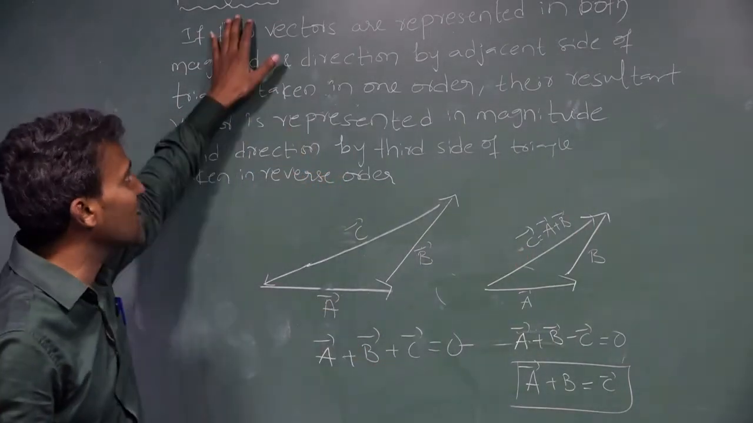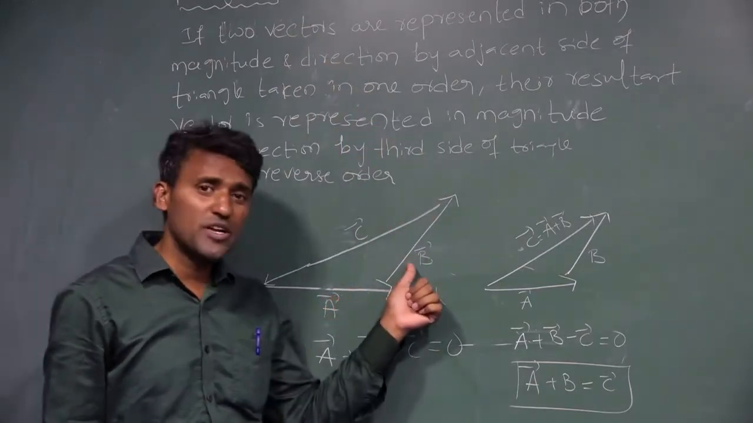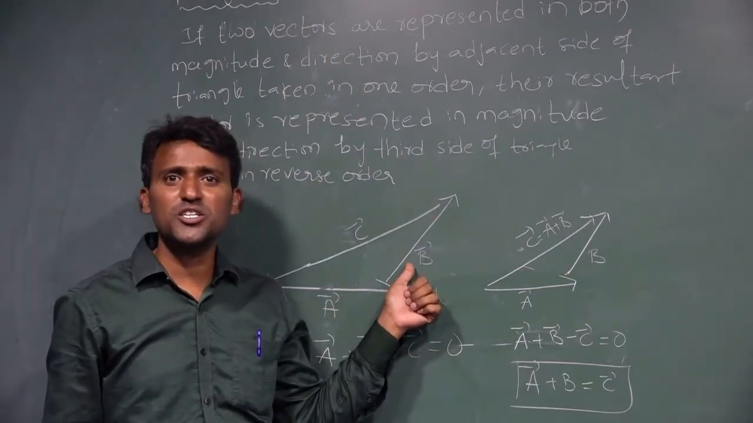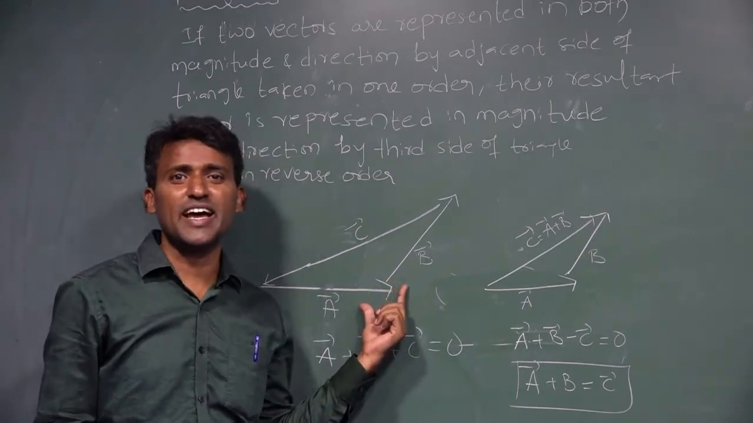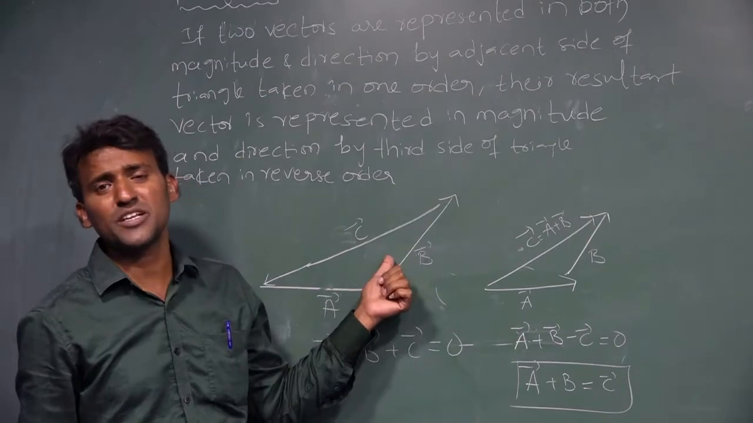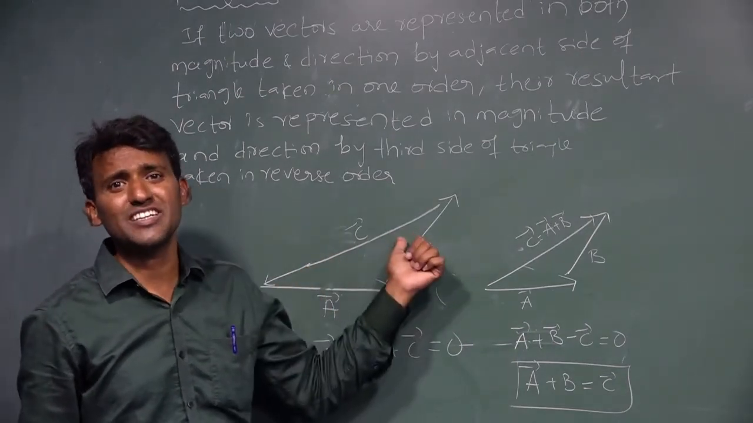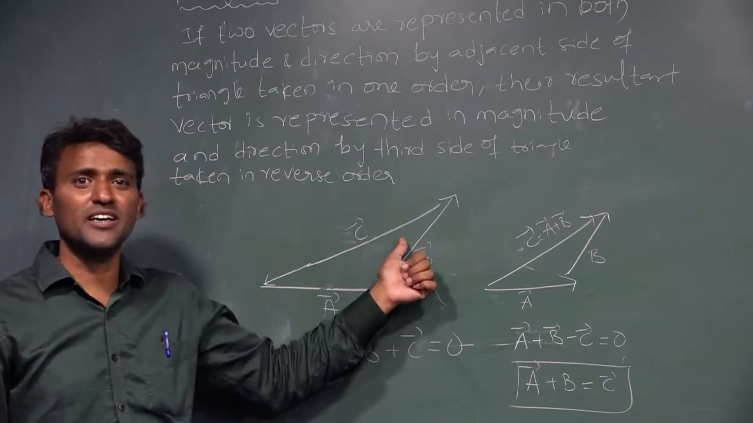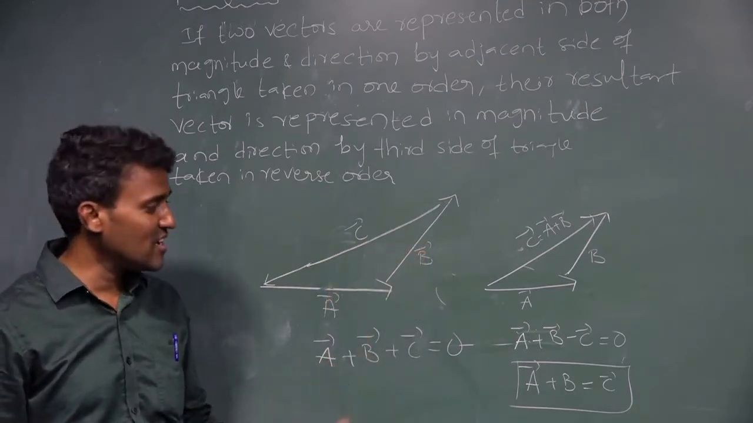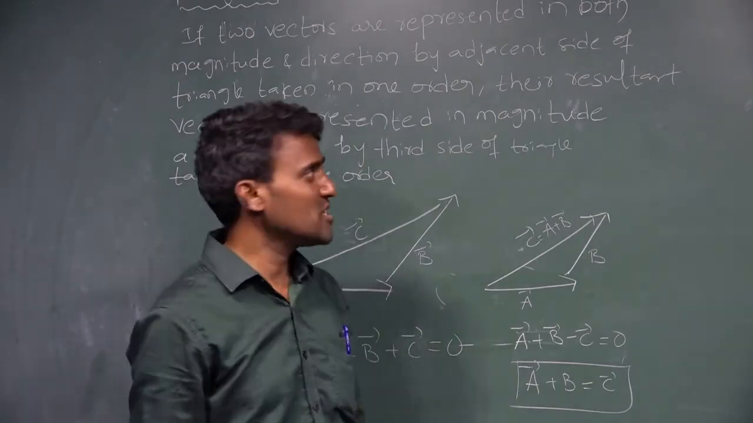This is the triangle law. Once again I am giving the definition: two vectors represented in both magnitude and direction by two sides of the triangle, then their resultant is represented in magnitude and direction by the closing side of the triangle but in reverse order. That is called the triangle law. The triangle formula is A bar plus B bar is equal to C bar.